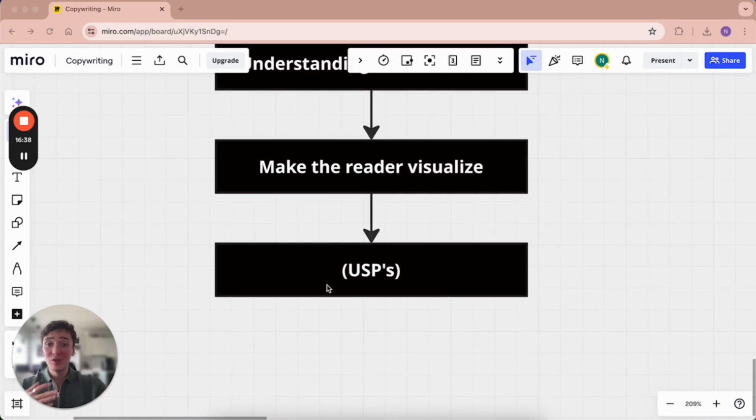The last thing is USPs, or unique selling points, and basically this is something that you can include in your copywriting that gives you concise points on what makes you stand out from your competition. And again, this doesn't really align with all brands. That's why I put it in parentheses.